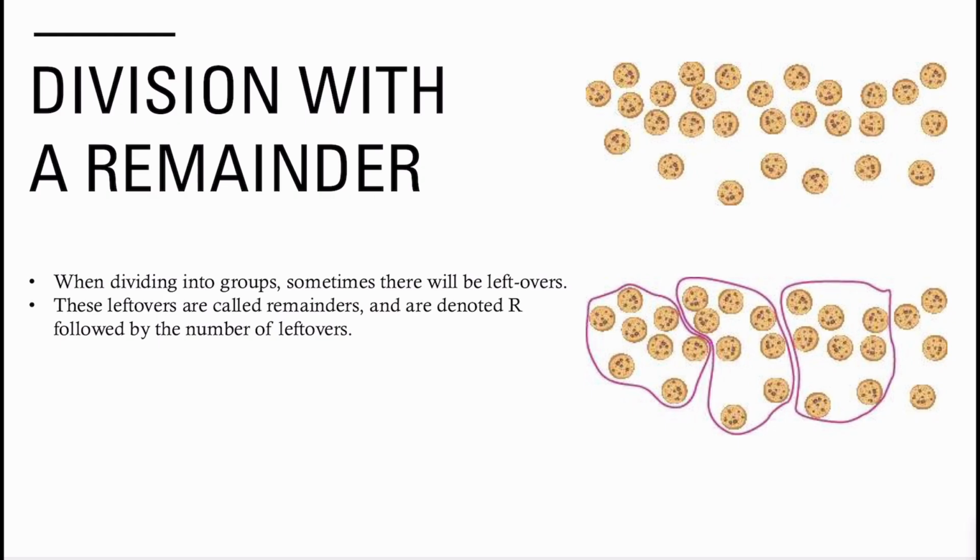Effectively, if you look at this cookie problem, if we were to divide these cookies into groups of 7, we would end up with 4 left over. I can't make another group of 7, so we just say that we have 3 groups and a remainder of 4 cookies.